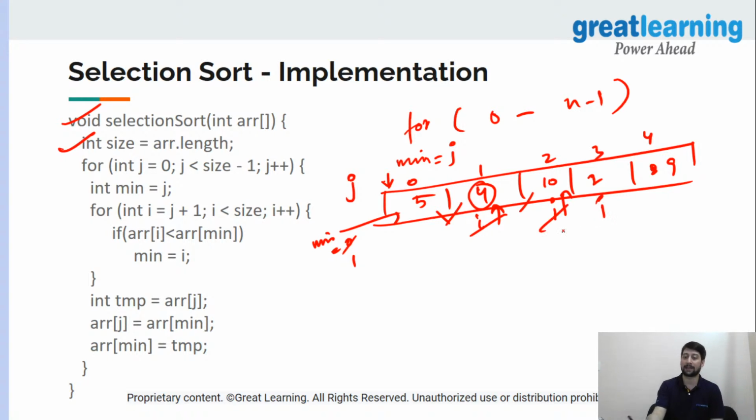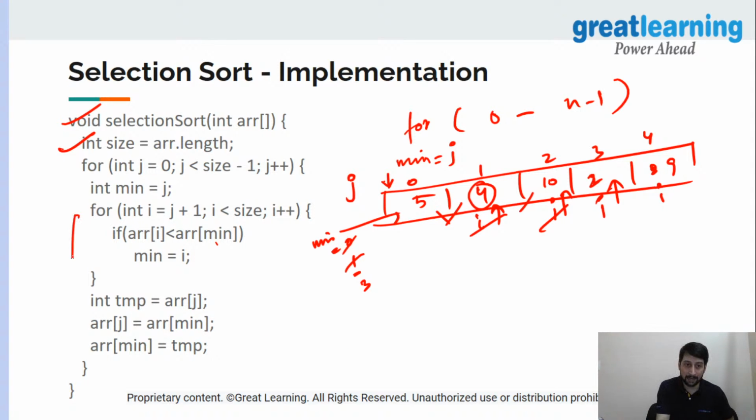We incremented our i, it is pointing to this. Now ARR of i, that is 2, will be compared with ARR of min. Min is nothing but at index 1, that is ARR of 1, which is 4. So 2 and 4 will be compared. This 2 is less than 4, so we updated our min. Next, i moved to 9 and we compared it with the minimum, that is 2. We didn't do anything. In the first entire iteration, no element is swapped.